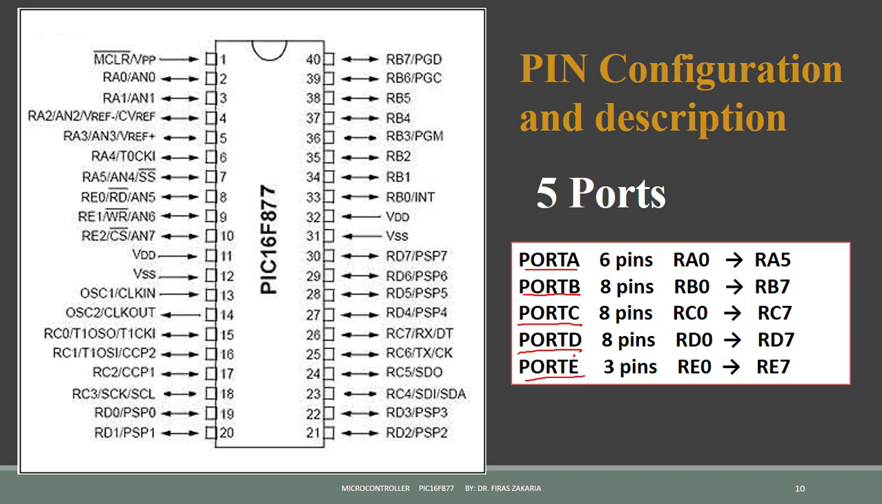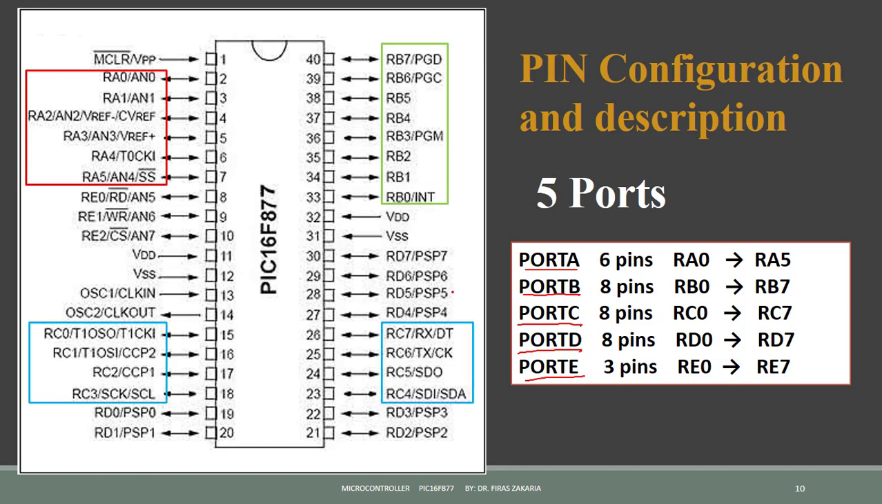For example, like port C. Here in port C, the pins can be used as digital input pins, also as digital output pins. Also, they can be used for UART communication and I2C communication. So they can be used for multiple functionalities.